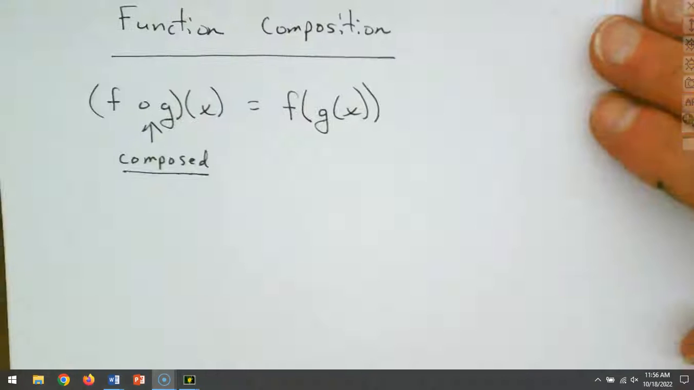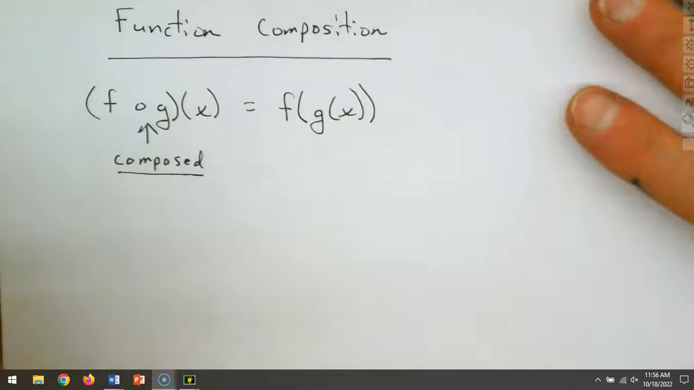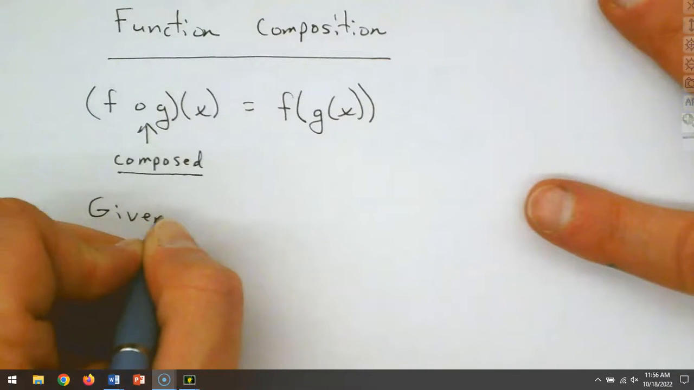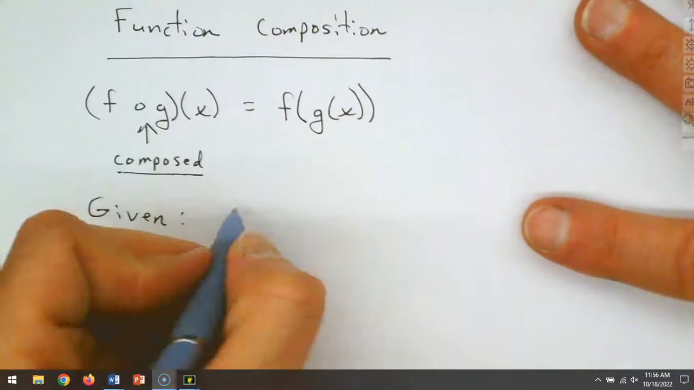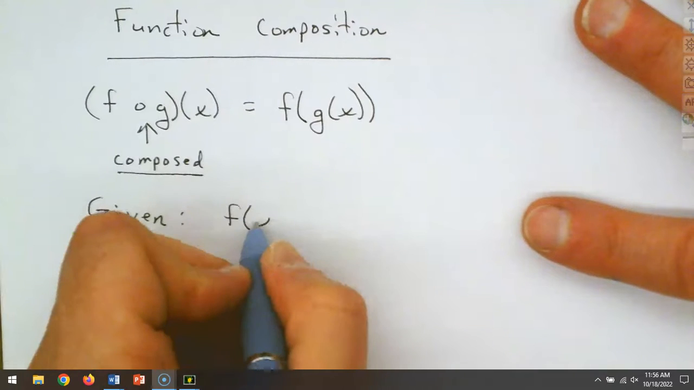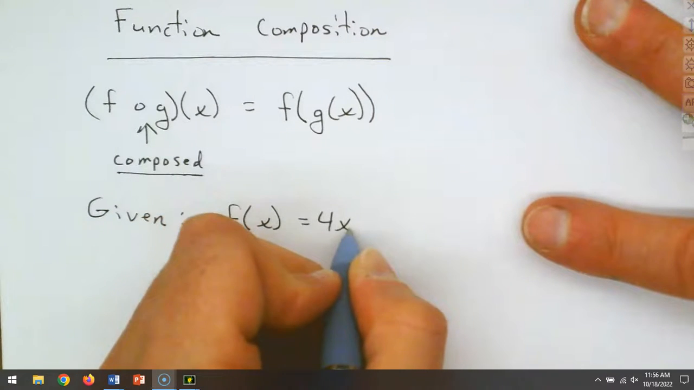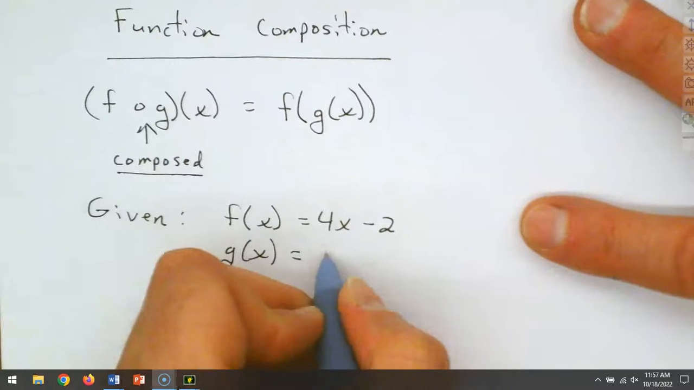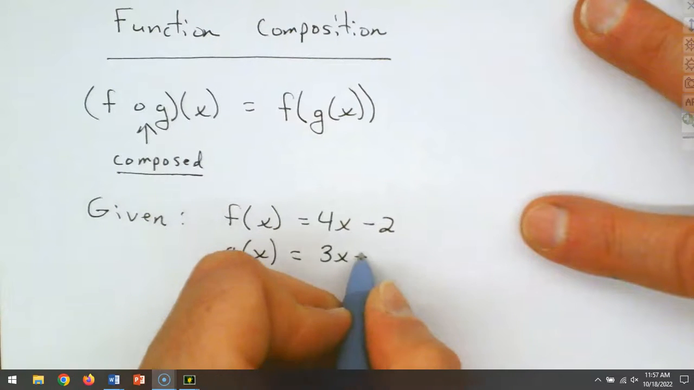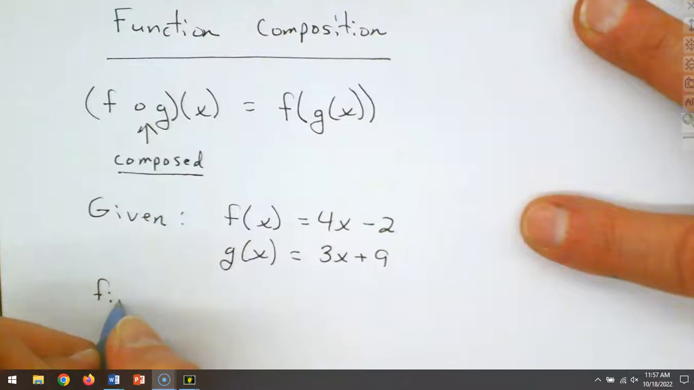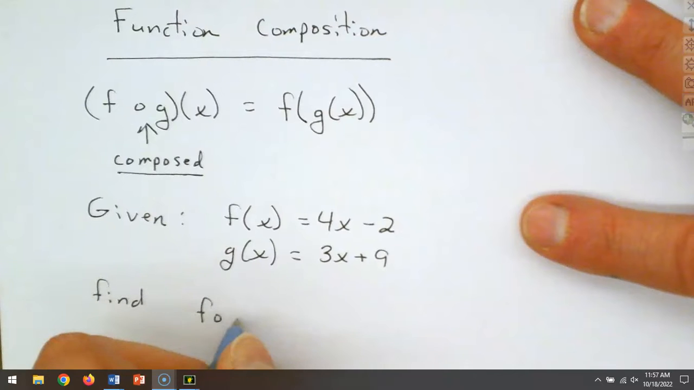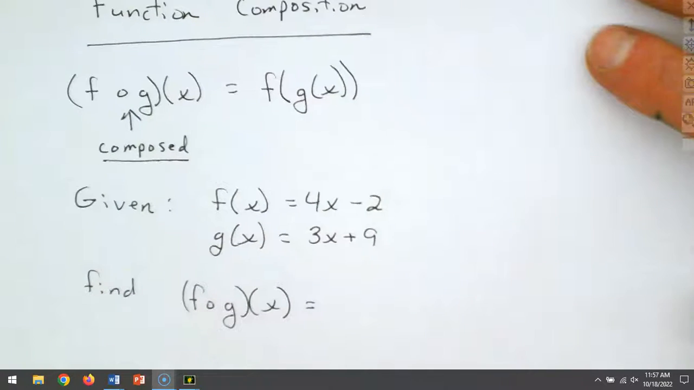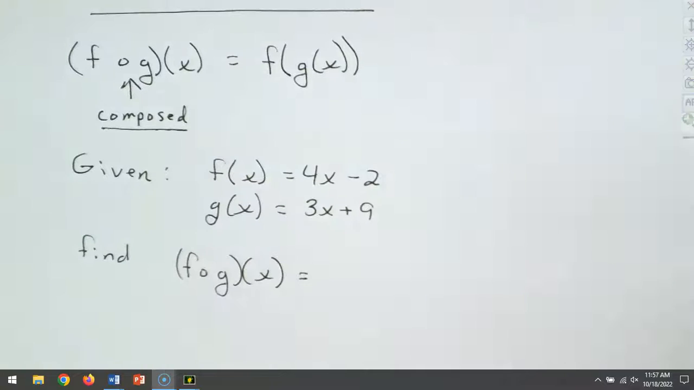So this is composed. Order is important too. You have to make sure they go in the correct order. And let's see, you're given two functions. Let's say you're given f of x equals 4x minus 2, and g of x is 3x plus 9. And let's try and find f composed with g of x. Okay, so this is what I want you to do.